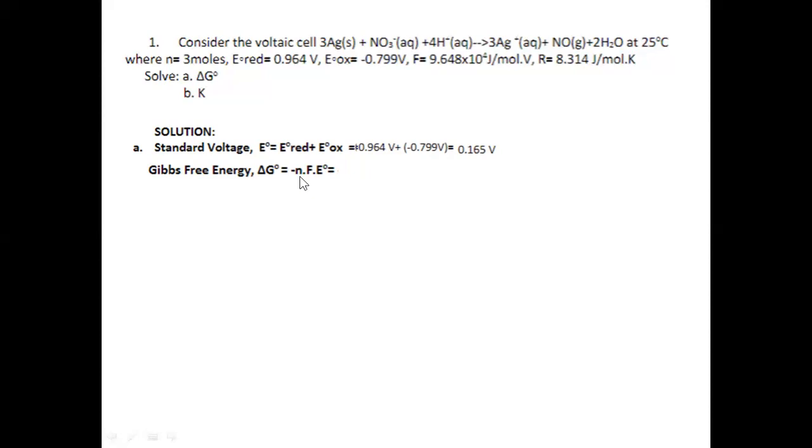Okay. Now let's substitute the following values: negative 3 moles times the Faraday's constant at 9.648 times 10 raised to 4 joule per mole volts times the standard voltage at 0.165 volts. This gives us the product of negative 47,757.6 joules. So this is the answer for letter A. The Gibbs free energy delta G naught is equal to negative 48,000 joules.